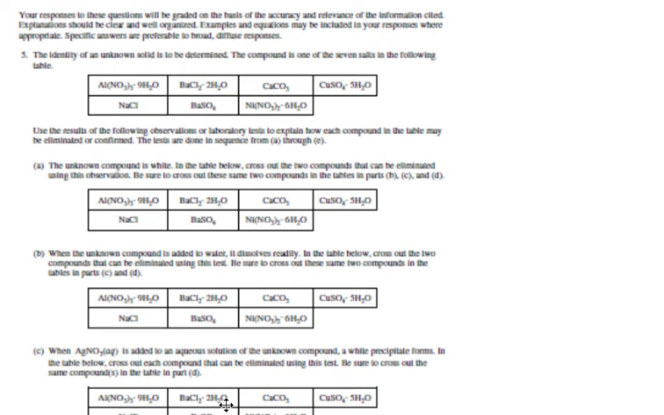Reactions can deal with a lot of things: solubility rules, activity series, signs of reactions, stoichiometry, redox. So we got to make sure we just kind of get back into the swing of things on that. So here we go. It says, the identity of an unknown solid is to be determined. The compound is one of the 7 salts in the following table.